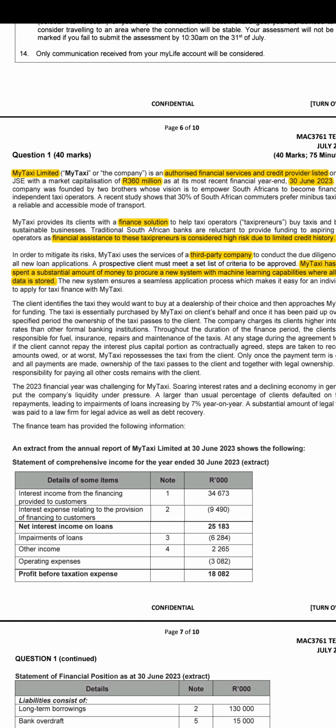Okay, I think that was enough time to think about it. So, if they've spent a significant amount of money, your first question should be, okay, where did this money come from? Was it internal funds? Was it external funds?